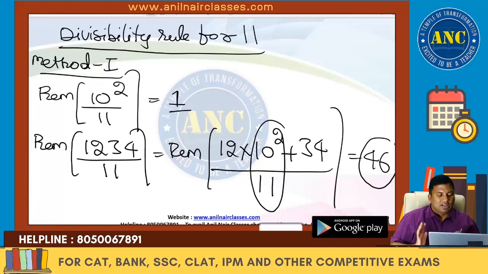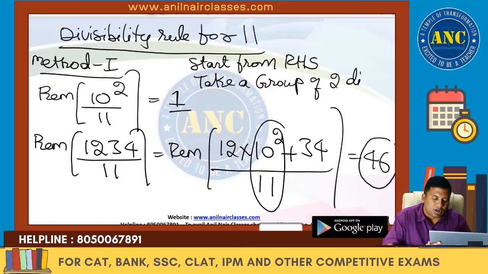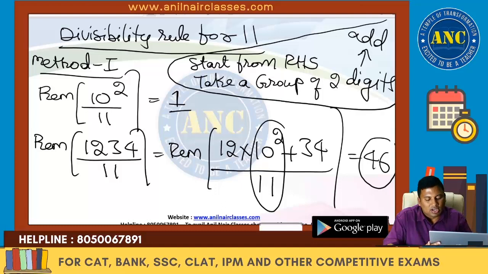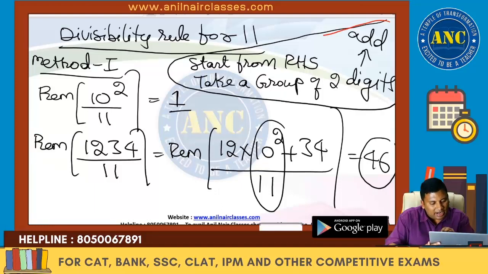That means the divisibility rule for 11 is: start from the right hand side, take a group of 2 digits, add them, take the next group of 2 digits and add them. This is the divisibility rule for 11. Start from the right hand side, take a group of 2 digits, add them.